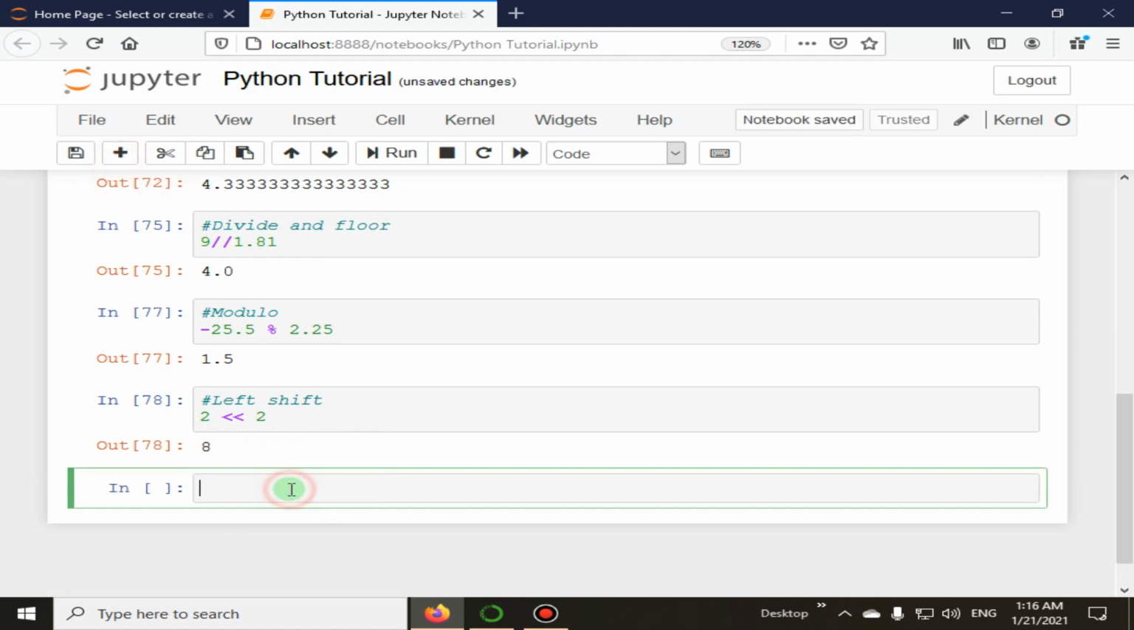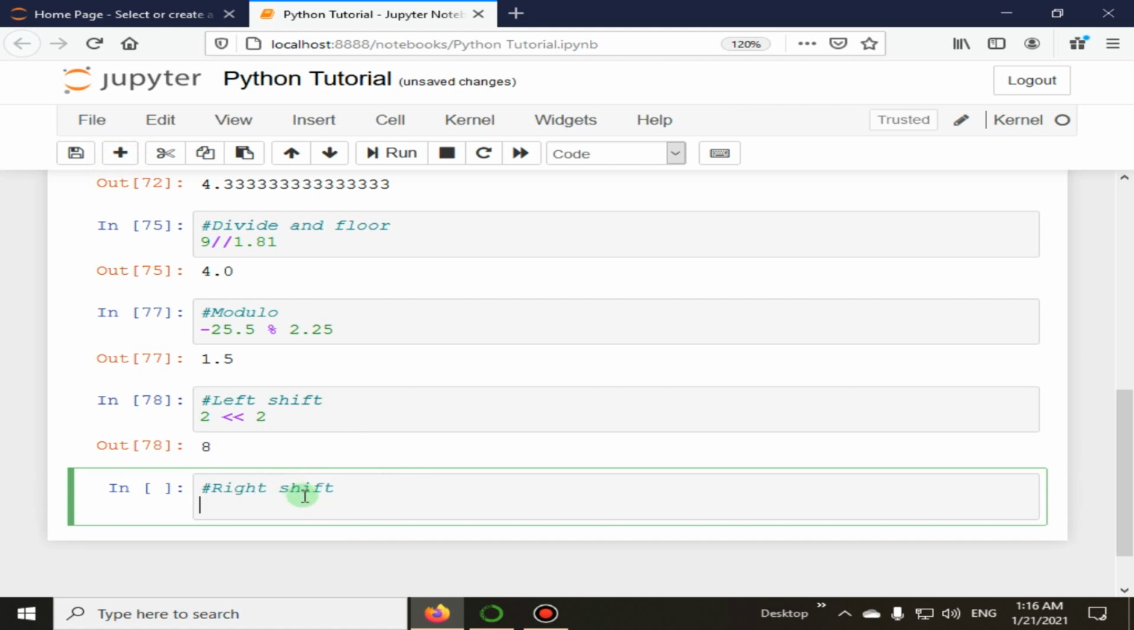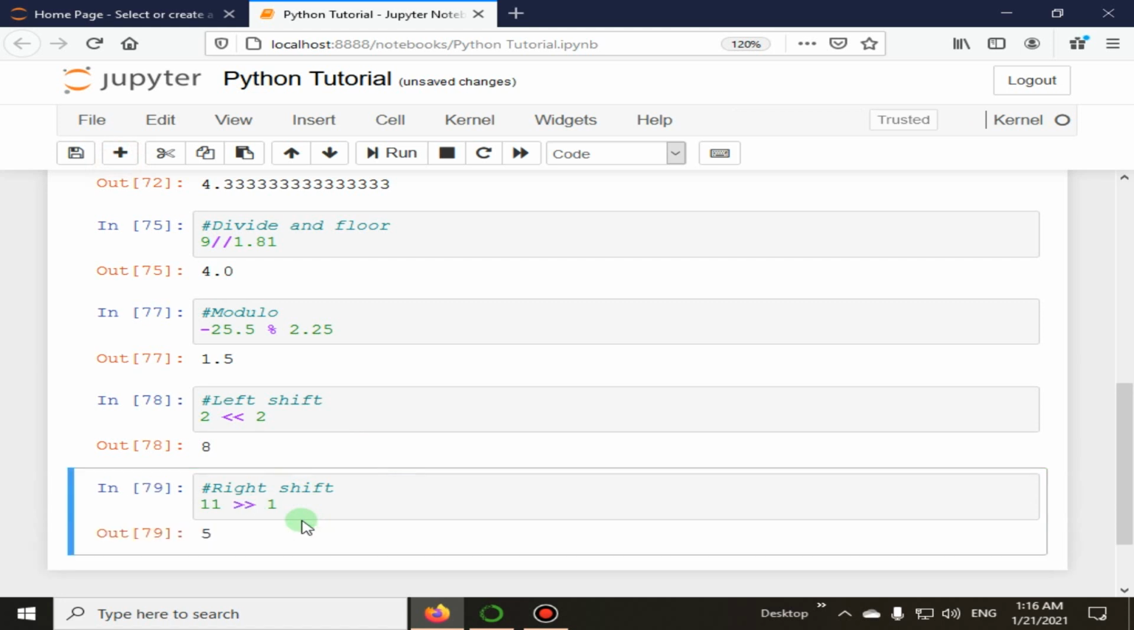And next one is right shift. This will shift the bits of the number to the right by the number of bits specified. We have specified this with 11. This will give 5. 11 is represented in bits by 1011, and which when right shifted by 1 bit gives 101, which is the decimal 5.